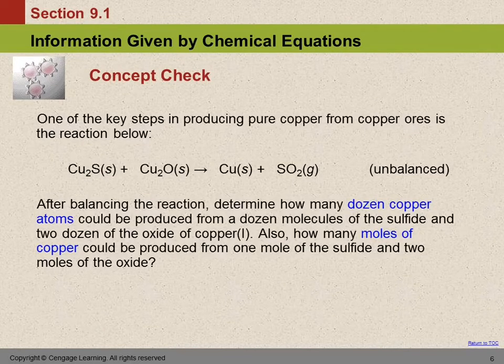So let's look at this example. One of the key steps in producing pure copper from copper ores is this reaction of copper sulfide reacting with copper oxide to make copper and sulfur dioxide. And they're pointing out to us here this is unbalanced. After balancing the reaction, okay, let's do that first. Let's balance the reaction first.